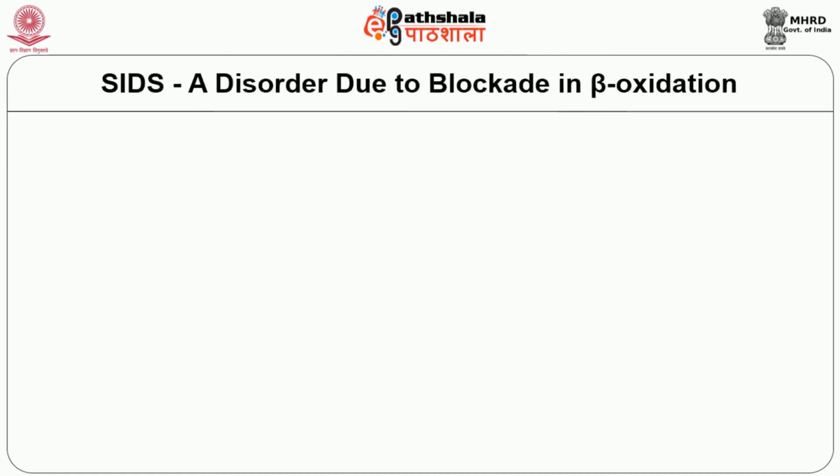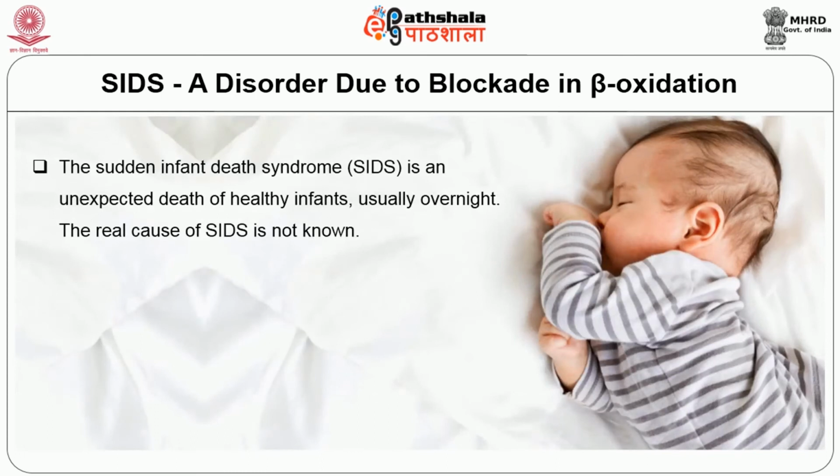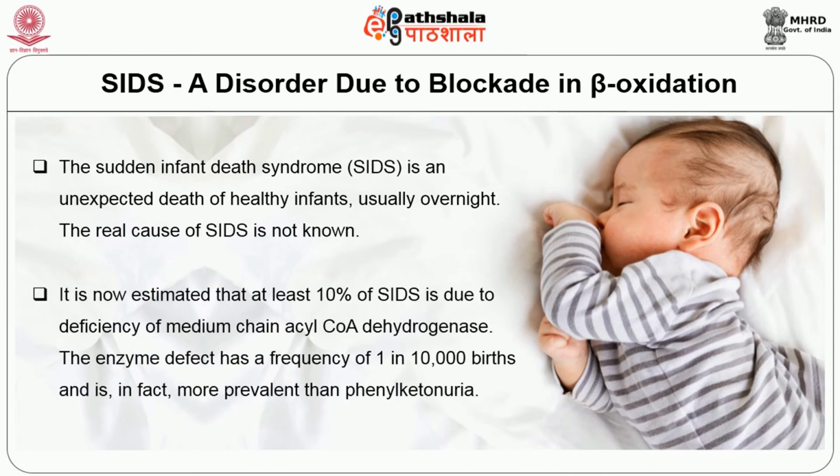The next disorder, which is due to a blockade in beta oxidation, is SIDS, that is sudden infant death syndrome. It is an unexpected death of healthy infants. Usually it occurs overnight. The real cause of SIDS is not known. It is now estimated that at least 10% of SIDS is due to deficiency of medium chain acyl-CoA dehydrogenase. The enzyme defect has a frequency of 1 in 10,000 births and is in fact more prevalent than phenylketonuria.